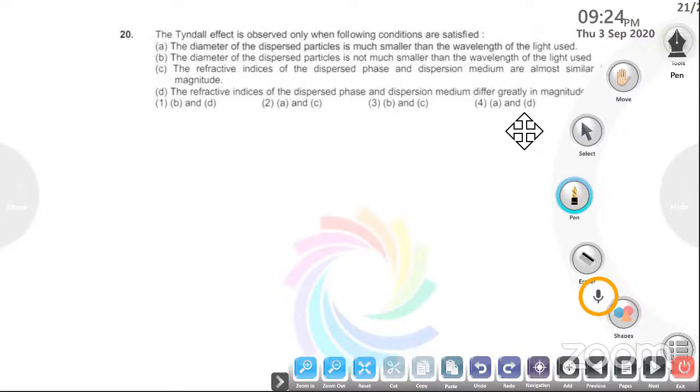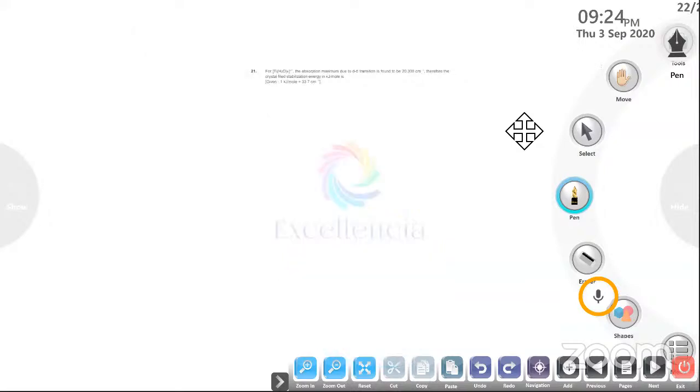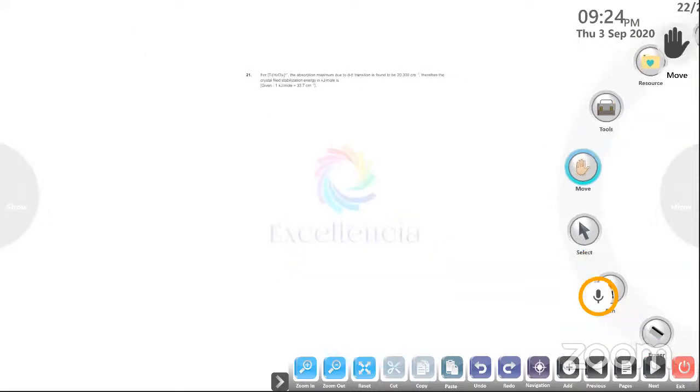The diameter of the dispersed particles is not much smaller, and it must be greater than the wavelength of the light used. Then only it can show the Tyndall effect. So this is a straightforward question, and you can find this question in surface chemistry, right? Next one. Yeah.